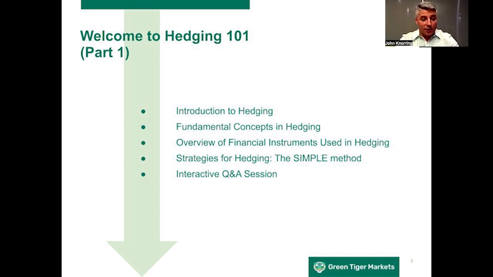So today we'll embark on a journey to understand how businesses navigate the complex world of risk management. We aim to make it as simple as possible. So we'll start off with an introduction to hedging. We'll move on to discuss some of the fundamental concepts of hedging. We'll go a little more in depth into some of the varied financial instruments that are available to hedge a variety of commodity products, as well as the tools available on the Green Tiger Markets platform. We will discuss a framework that your firm can use as the basis of a hedging strategy. And we hope to have time for an interactive question and answer session.